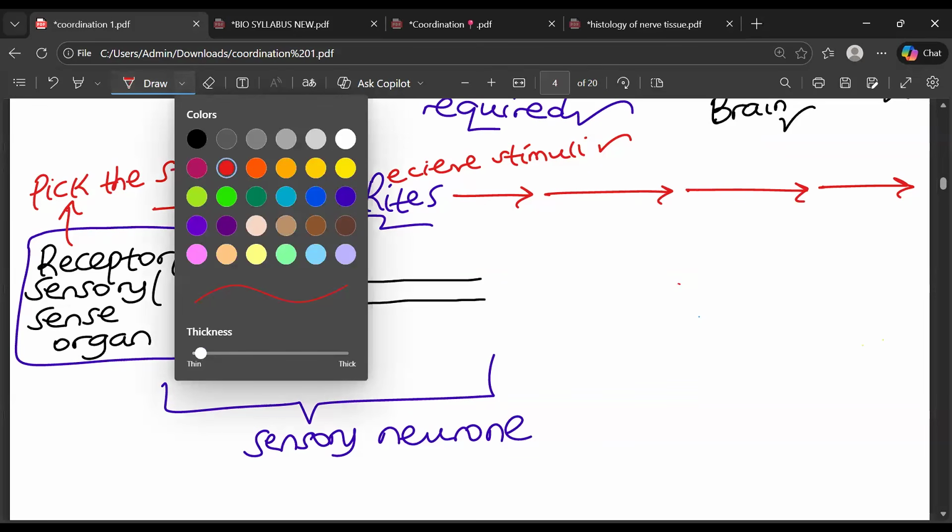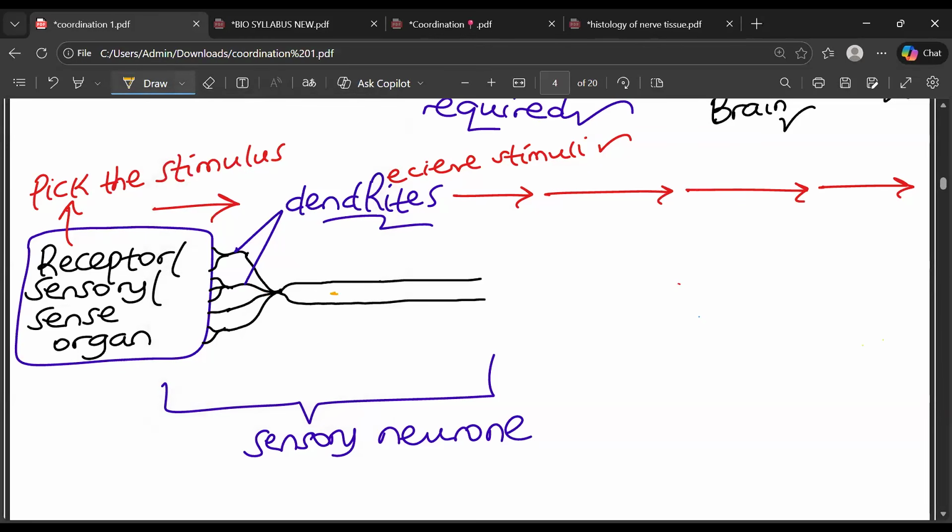So, as far as the sensory neuron is concerned, as the impulse is being transmitted, guess what? We meet the cell body somewhere here. Let's remove this.